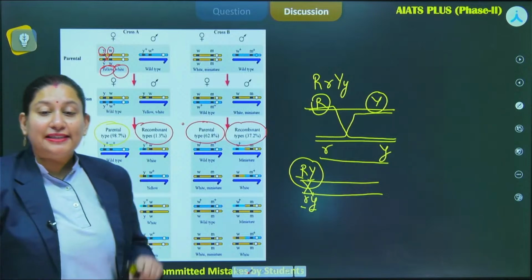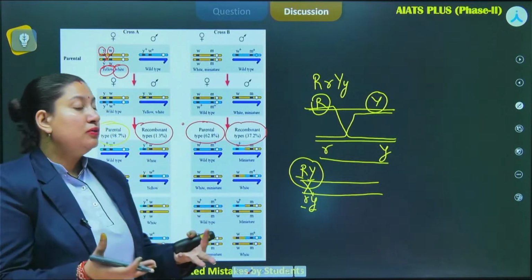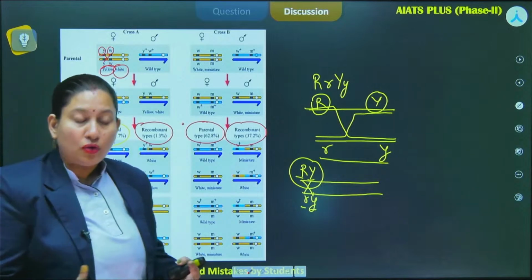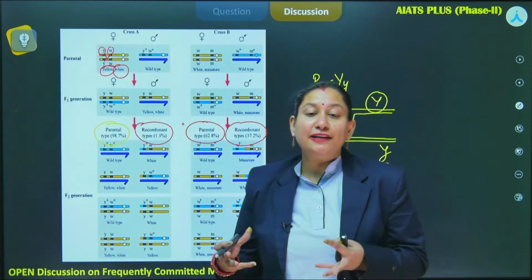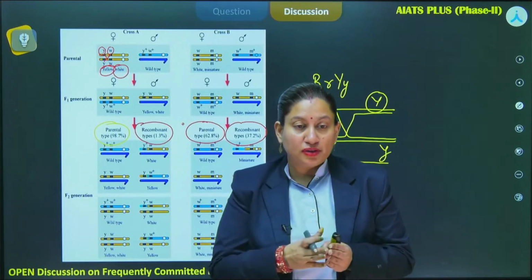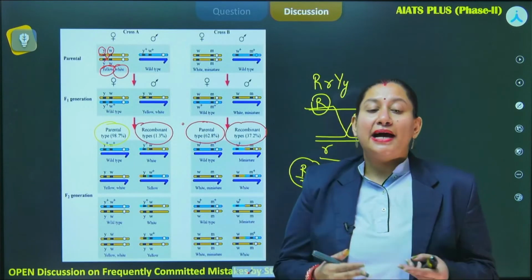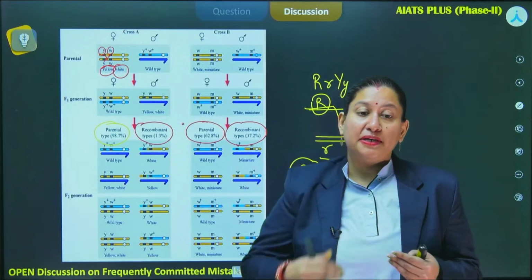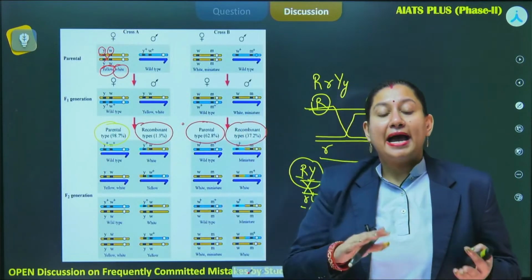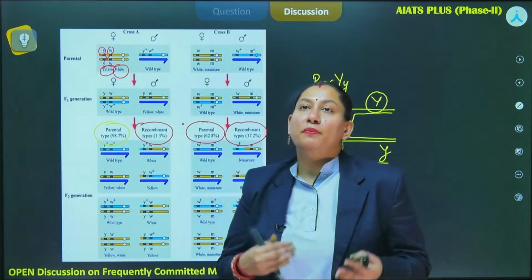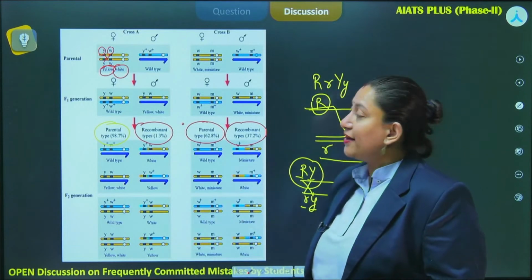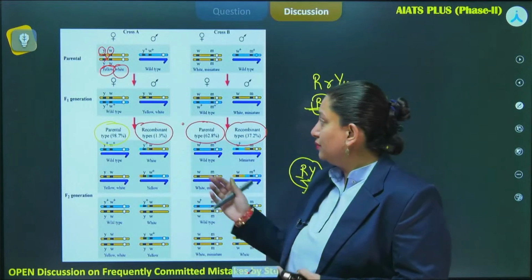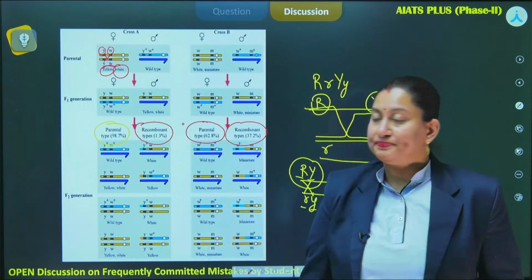So if we see in a question or in a cross that the parental combinations are too high, we could simply infer that the genes are so closely placed to each other that they are going to assort together and the parental combinations are going to be higher. And if they are far apart, then the recombination chances are possible, right? So this is the particular cross performed by Morgan.